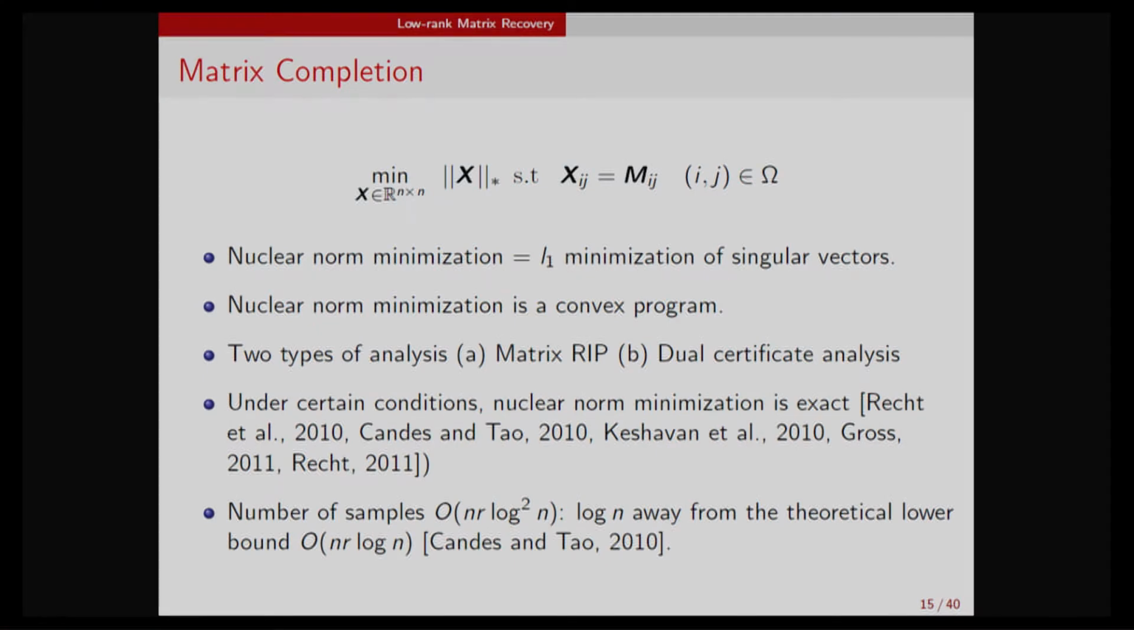As I said before, quite analogous to the L1 minimization case, there are two approaches. One is putting certain strong conditions on these measurements, and the other is this dual certificate analysis. And a couple of papers have shown that under certain conditions, this nuclear norm minimization problem is exact, meaning that by solving this relaxed problem, you are recovering the solution of the true problem. And the number of samples that we need is about n r log² n, where n is the number of points.